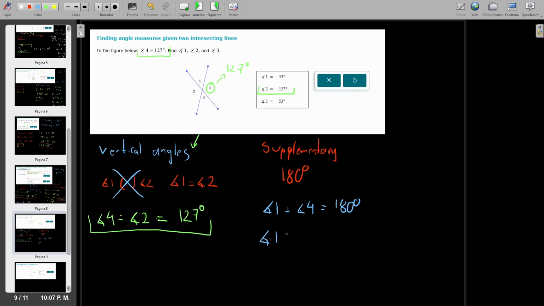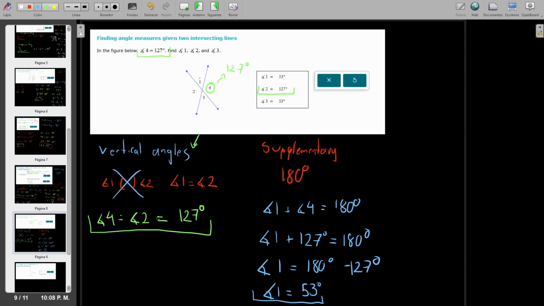Well, in this case, angle 1 is not known, but angle 4 is how much? 127. That is 180. We solve for angle 1. In this case it is 180 minus 127. Angle 1 is how much? That's correct, 53. That is this one. That is 53.